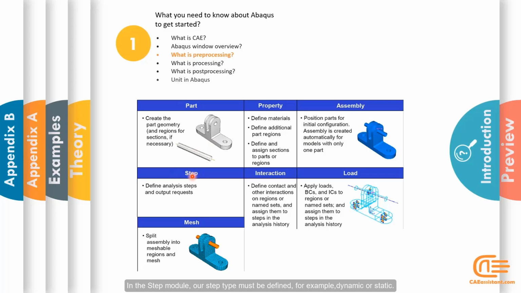In the step module, our step type must be defined, for example, dynamic or static. In the interaction module, the appropriate contact must be defined between the pin and the hinge. In the load section, we must define the boundary conditions, such as the fixing of the two sides of the hinge, as well as the capability of the pin to rotate inside the hinge. And finally, in the mesh module, we have to do the meshing.